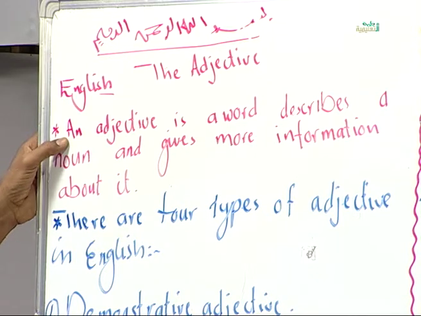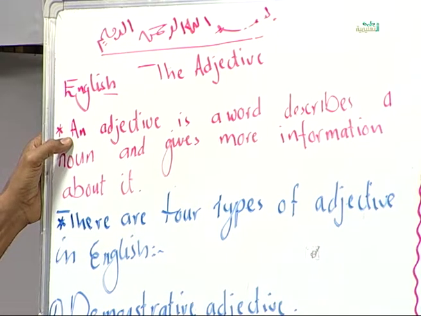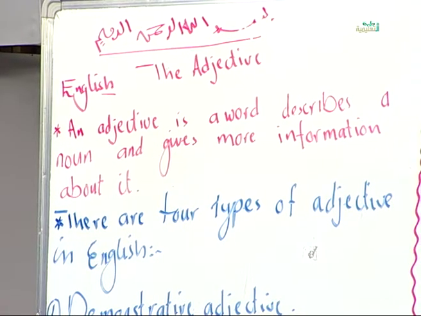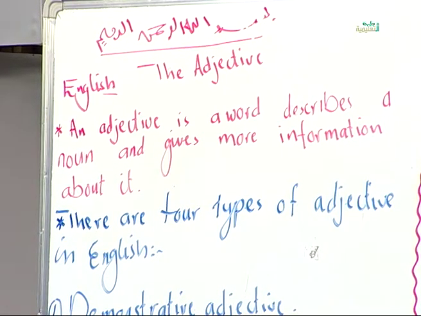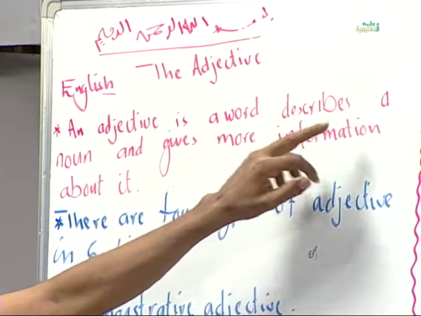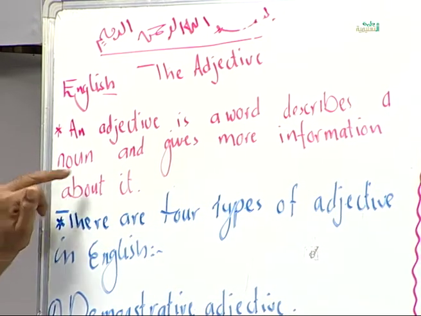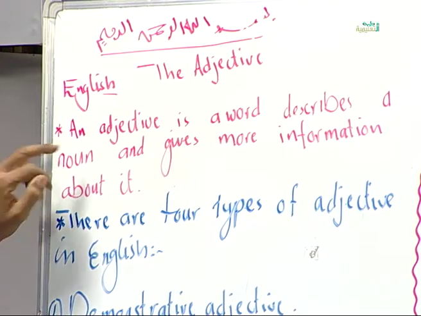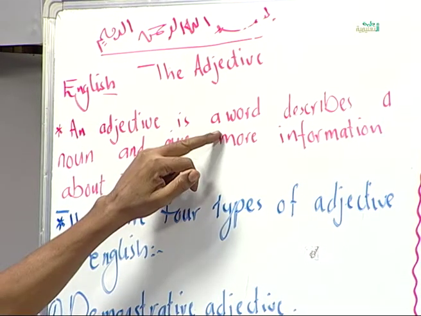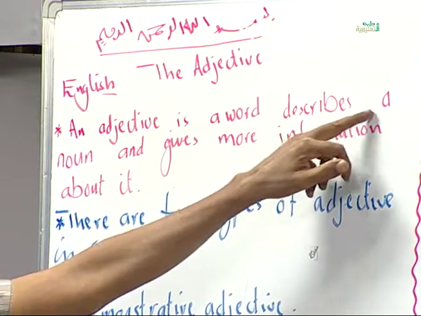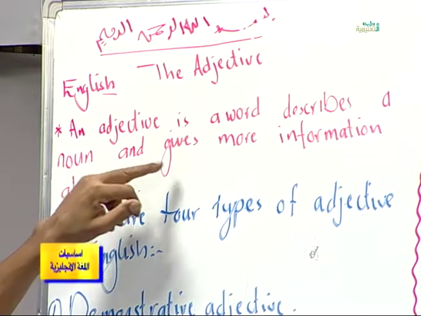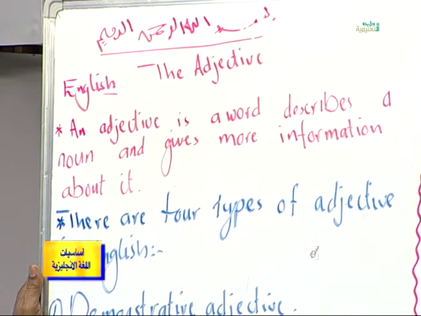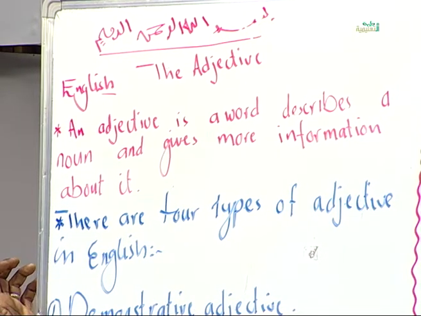And as you see in the part, an adjective is a word. What about it? It describes a noun and gives more information about it. An adjective is a word that describes a noun and gives more information about it. This means that an adjective is related to a noun.